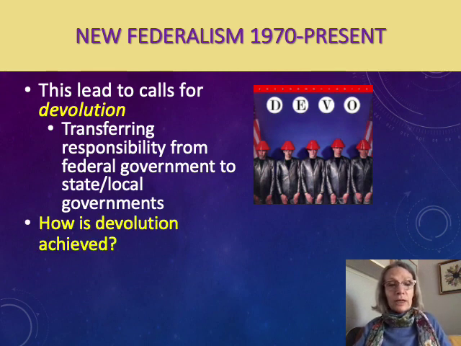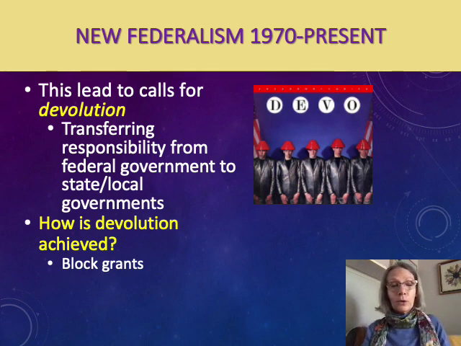And so devolution is achieved by moving away from grants and aid to these things called block grants. Grants and aid were sort of like, here's the money and this is what you must do with it, right? And if you don't do it, then the federal government is going to come in and say, no, you need to use this federal money according to the reason why it was given to you. Block grants constrain the states less.